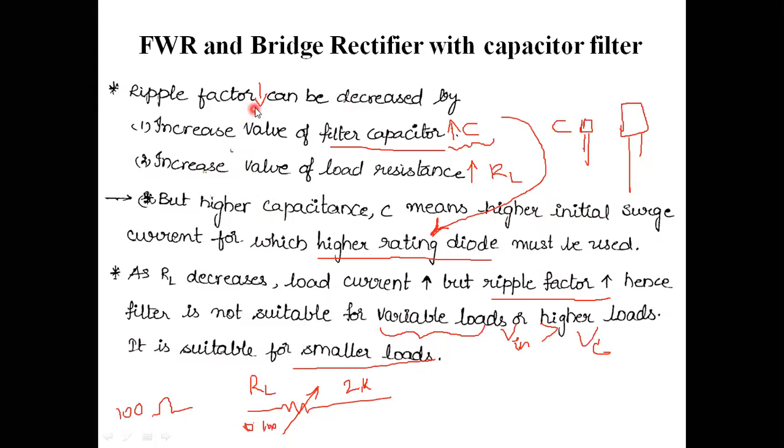Ripple factor can be decreased by increasing the capacitor value and by increasing the load resistance value. For smaller applications we are supposed to use some fixed load resistance like that. For higher applications variable load resistance can be used. For this particular application, variable load resistance is not at all applicable.